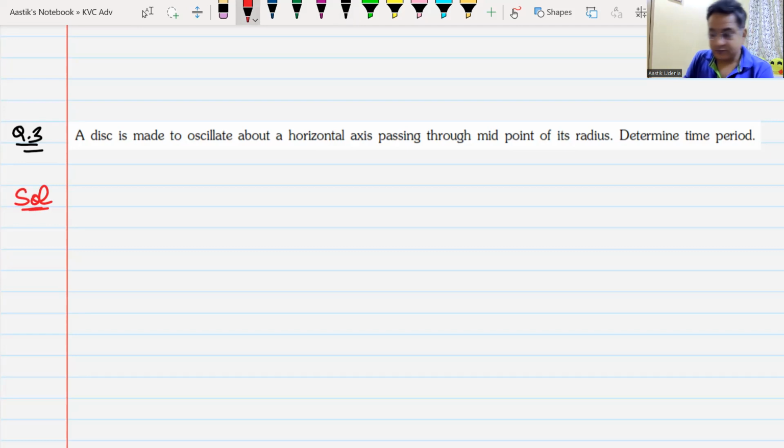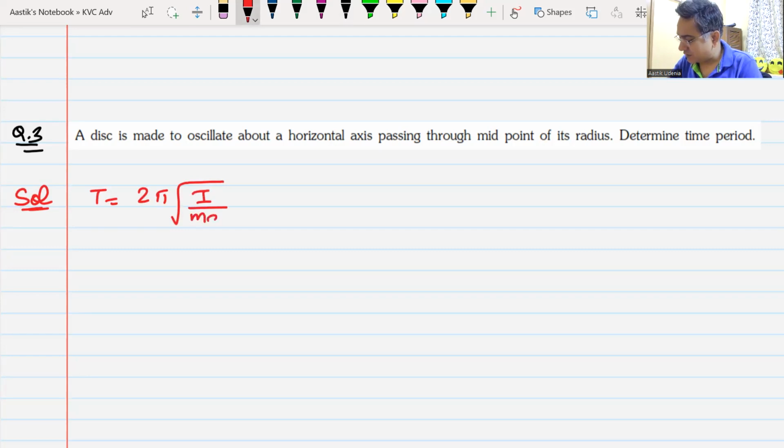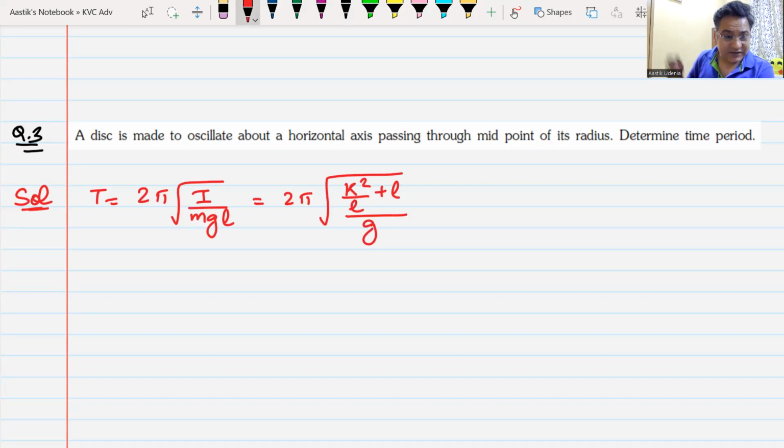Time period is 2 pi root over. You can do it by I by mgl, or mg into the distance, or if you can remember this formula, I think it is better to use this formula: k square by l plus l, divided by g. Yes or no? So I just have to find the value of k square by l plus l.